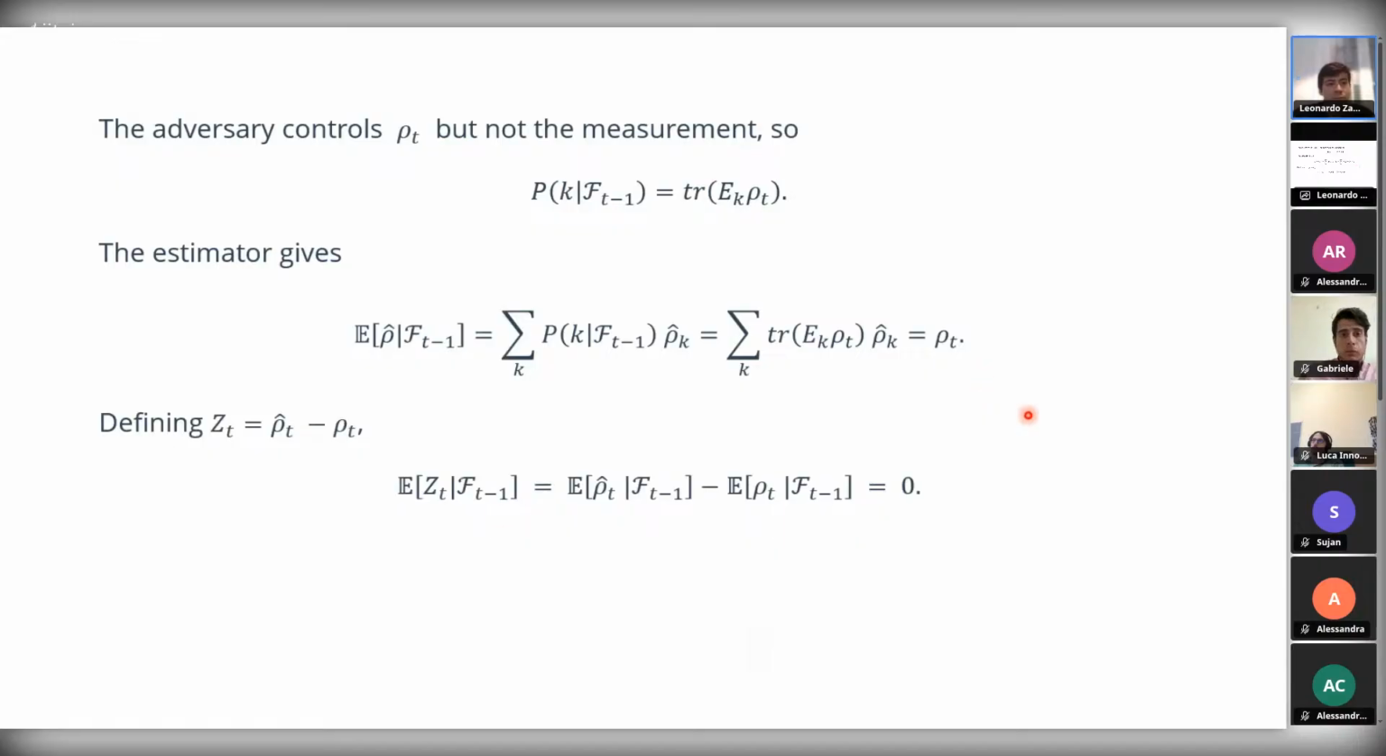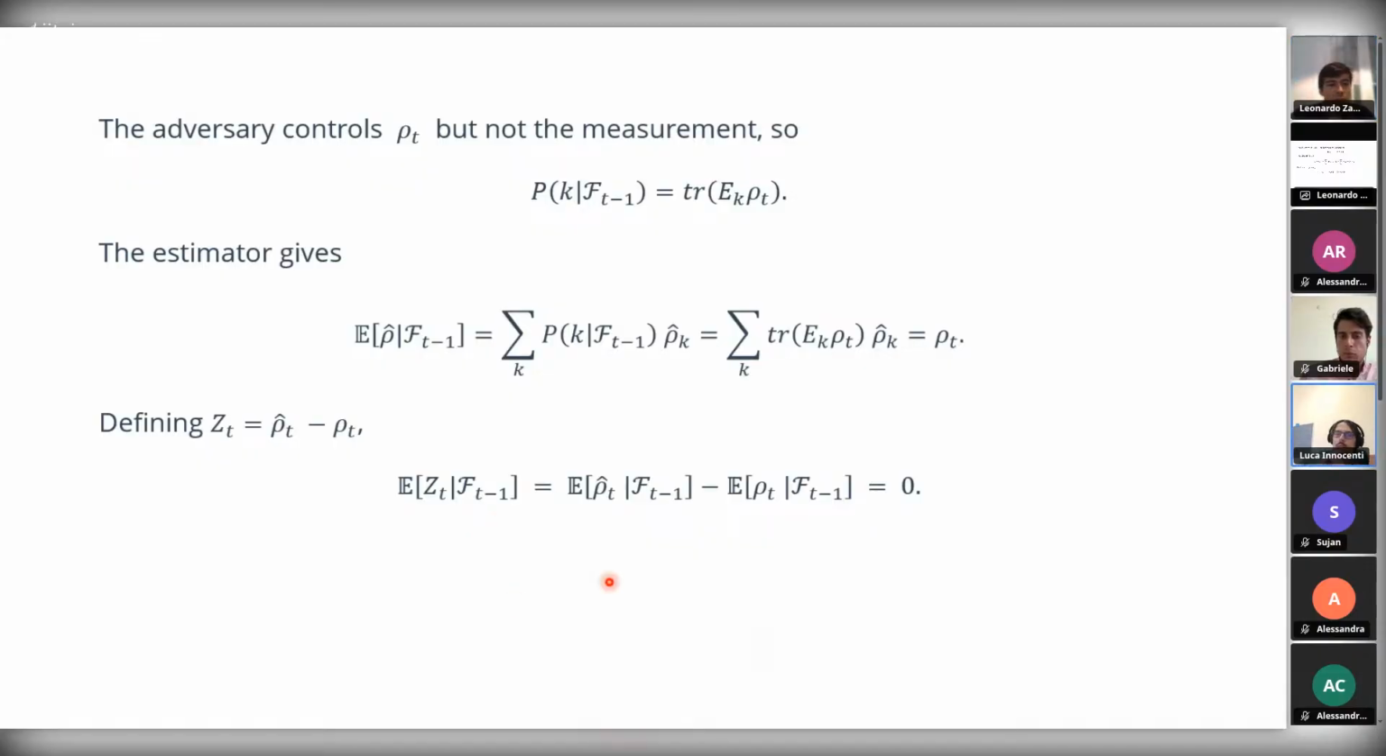Okay, if we define our estimation error as our single shot estimator minus the true state, the expected error conditional on the past is exactly 0. So this means that if there is some adversary preparing the state, but our measurements are perfect, they cannot bias my expected error. And this is something that is key for the rest of the presentation. Yeah, the adversary cannot bias the expected error, even if he knows all the previous history of the experiment.